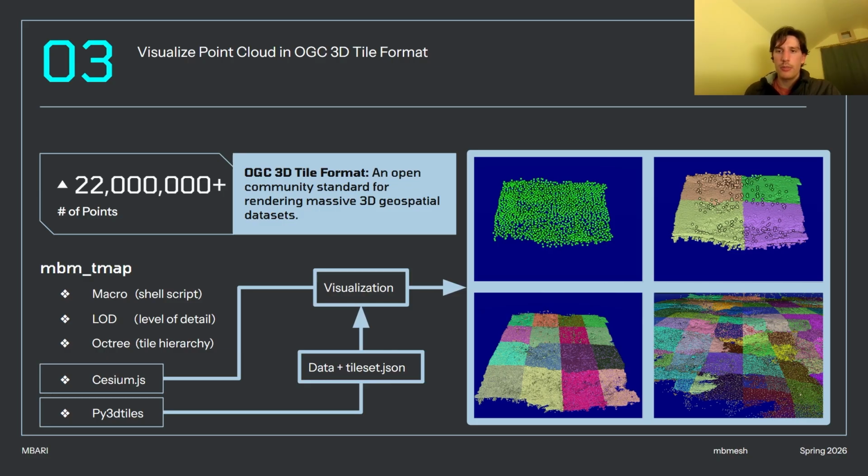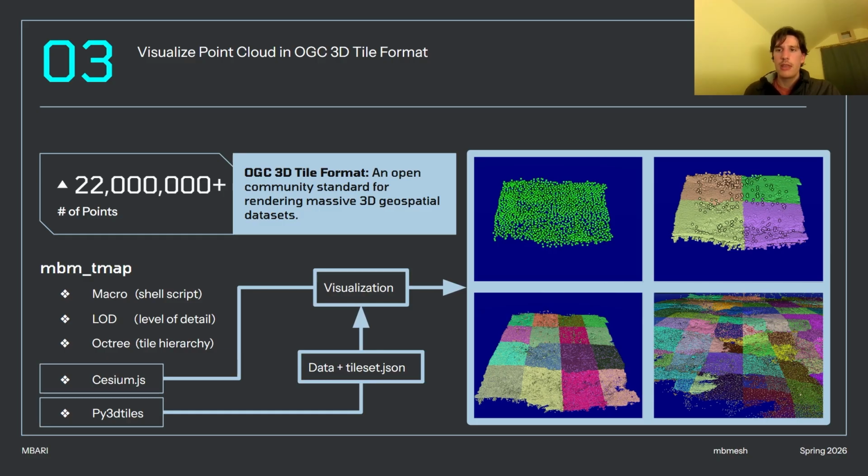So to accomplish this, we created the mbm macro. The macro itself is a shell script that we introduced into MB system. The shell script consists of an index.html file that uses the Cesium.js framework to facilitate the visualization.